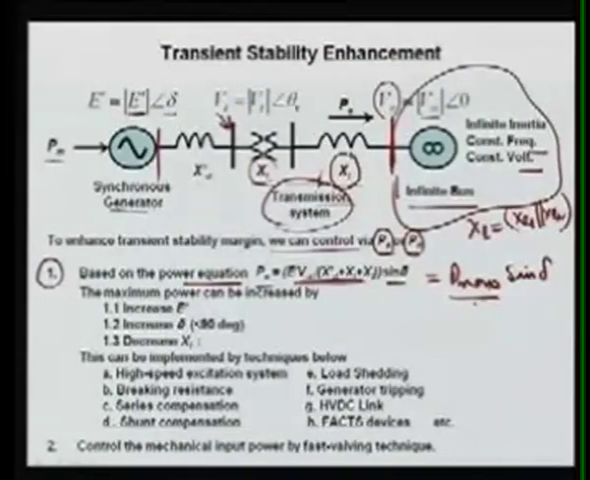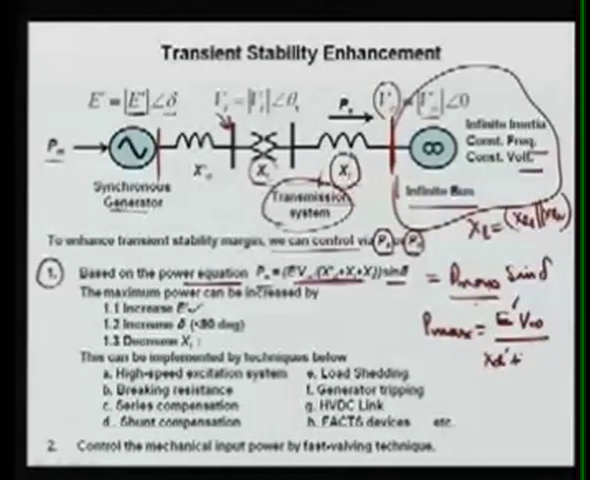So this can be maximum if we can increase E prime, because your Pmax is nothing but E prime times V infinite divided by Xd prime plus XT plus your XL. So this can be increased by increasing this E prime. We can decrease the XL, or any of the impedances, since decreasing the impedance increases Pmax. So these are for the Pmax. Or we can increase this delta, then we can increase the electrical power.